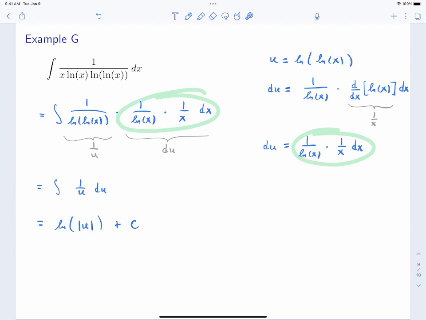But again, what is u? U is ln of x. So this is going to be equal to ln of the absolute value of u, but that's ln of x plus c. Okay, let me just fix my handwriting a little bit. That's supposed to be a parenthesis. And this is supposed to be a constant of integration. Okay, these are absolute value signs. And there you have our answer. So this is our final answer right there.